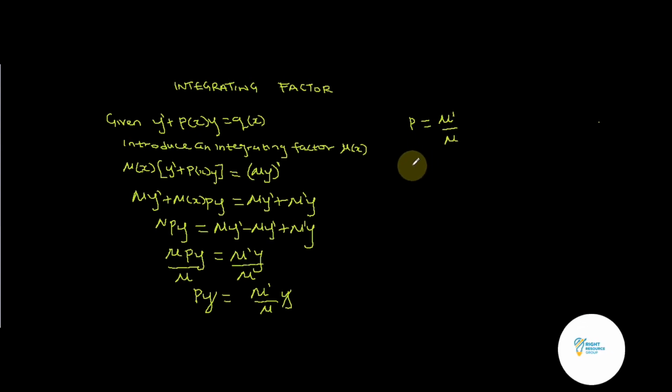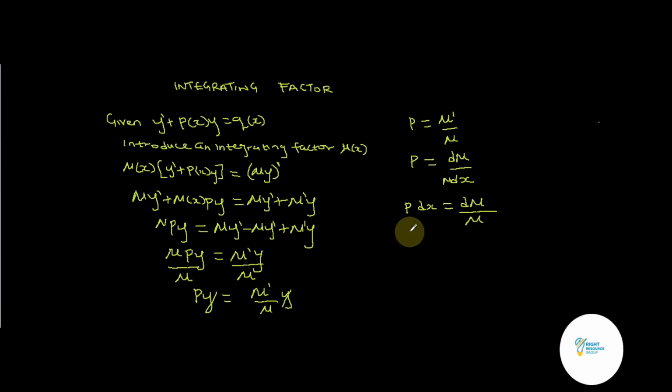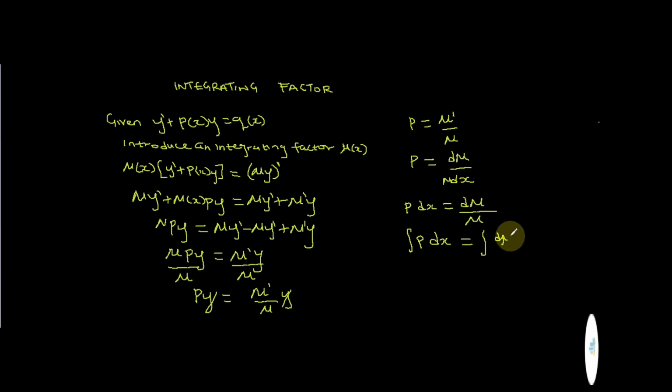From here, this is also the same thing as saying d mu over dx. Let me put my mu here, d mu over dx. So we can take our dx to where p is, and it becomes p dx equals d mu over mu. From here now, we integrate both sides. We have the integral of p dx equals the integral of d mu over mu.